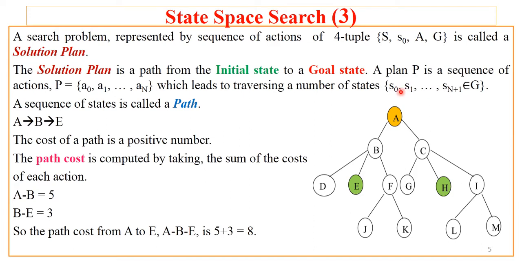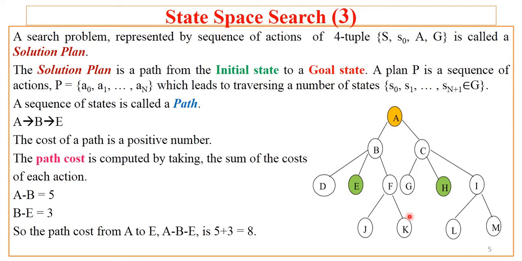Now these states basically belong to the goal state, because whenever the solution plan is used by the agent program, it will perform any of the legal actions from A0 to A1, and it will traverse through different states like S0 to Sn plus 1, but some of the states will always be the goal state. That's the aim of the agent, to find the goal. A sequence of states is called a path. Whatever sequence of states is followed by the agent program is called a path.